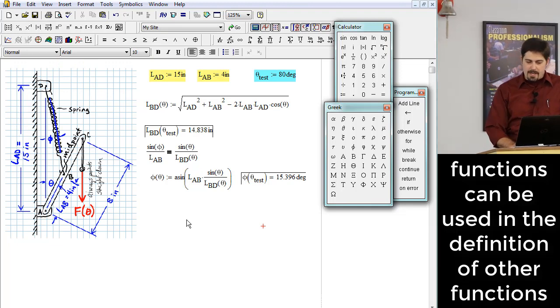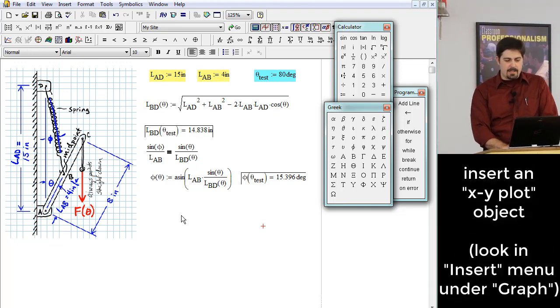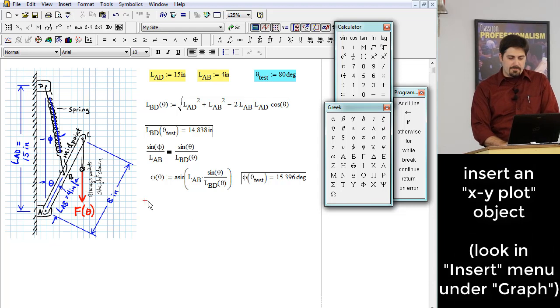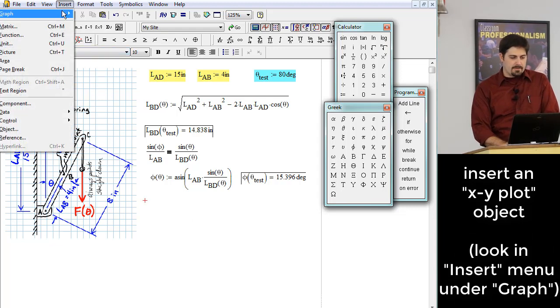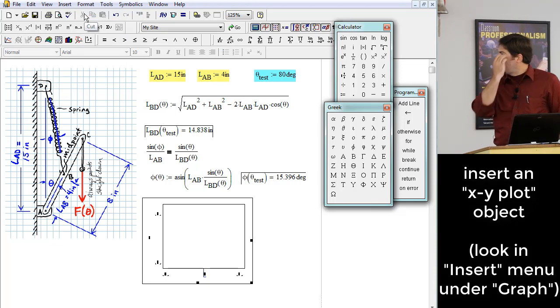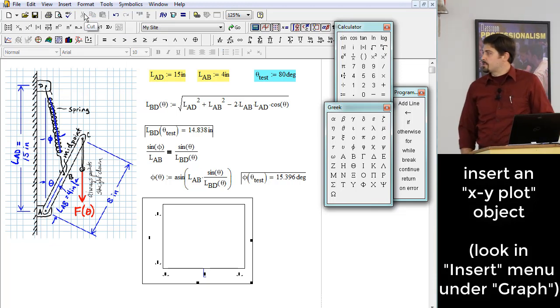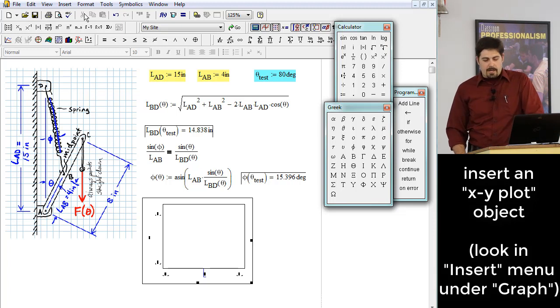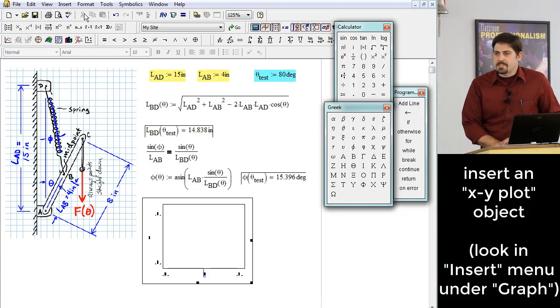All right, so what we want to do with these is make a plot that gives us both LBD as well as phi as functions of theta. So I'm going to insert a graph, and inside of there you'll see an XY plot is one of the options that you can insert. Those of you who are trying to follow along in Mathcad Prime, these steps are very different for Mathcad Prime relative to Mathcad 15. This is actually one of the reasons why I personally prefer Mathcad 15 significantly over Mathcad Prime.